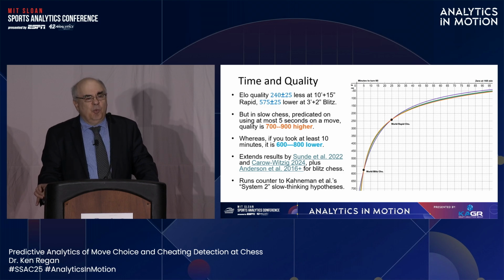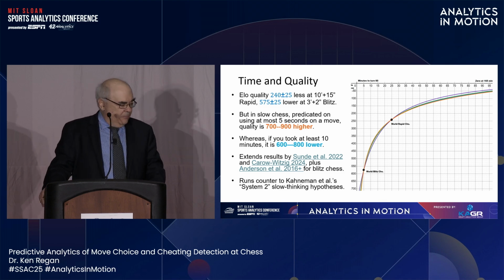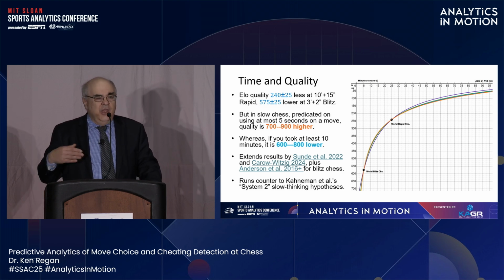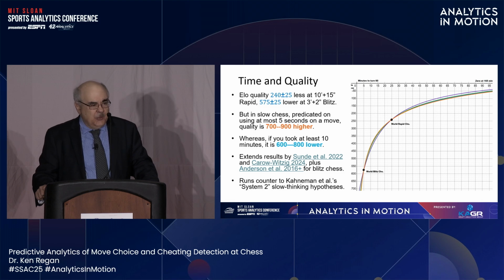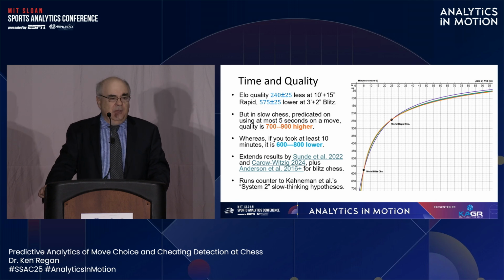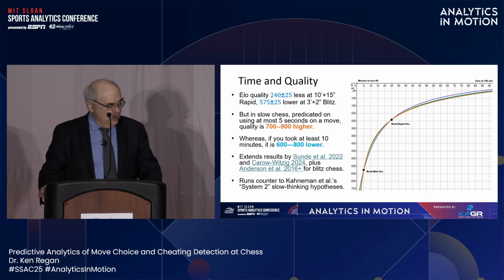Whereas if you took 10 or more minutes, it's a sign of difficulty. And I measure the actual quality as being 600, 800 points lower. The most important paper in my references there is Sunder, Strittmatter, and Zegner's 2022. In their introduction, they make the same point as my bottom point, that this runs counter to Daniel Kahneman's hypothesis about the general value of system 2 thinking. In chess, maybe system 2 is not able to deal with the difficulty. System 2 means thinking slow, thinking for a long time.